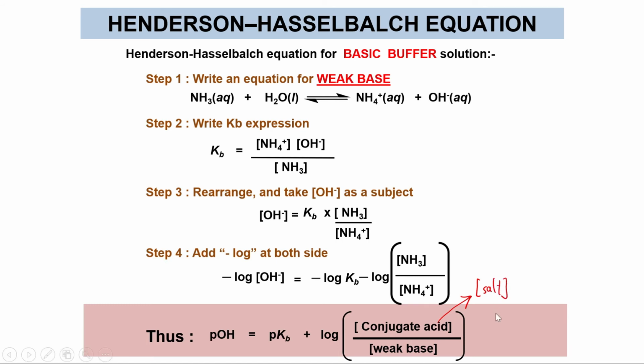If you are going to calculate the pH of a weak base buffer, after using the Henderson-Hasselbalch equation you will only get the pOH. So you must add on: pH plus pOH equals 14. After getting the value of pOH from the Henderson-Hasselbalch equation, pH equals 14 minus the pOH value. Then you will get your final answer.